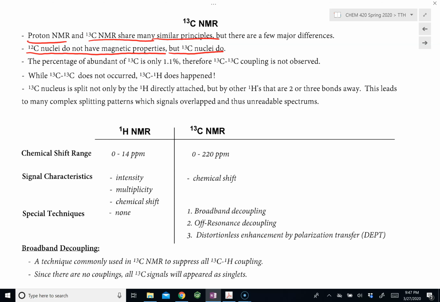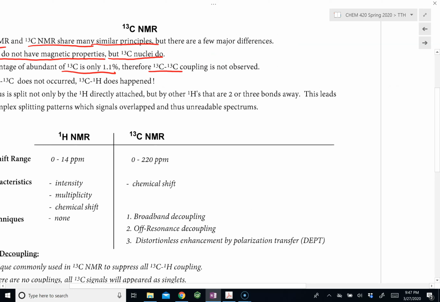Because the percentage of abundance of carbon-13 is pretty low, only 1.1%, carbon-13 to carbon-13 coupling is normally not observed. The reason is as follows. If two carbons were bonded to each other, and one happened to be a carbon-13, what would be the chances that the next carbon is another carbon-13? Pretty low, right? Therefore, carbon-13 coupling is normally not observed.